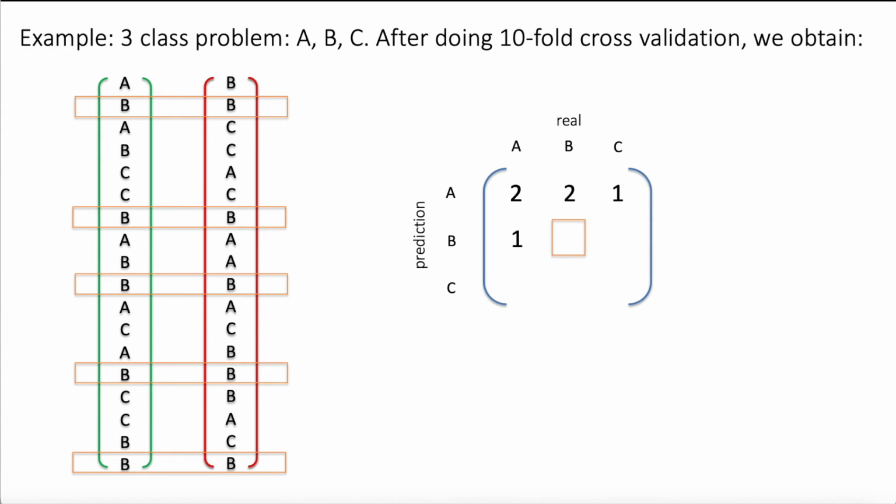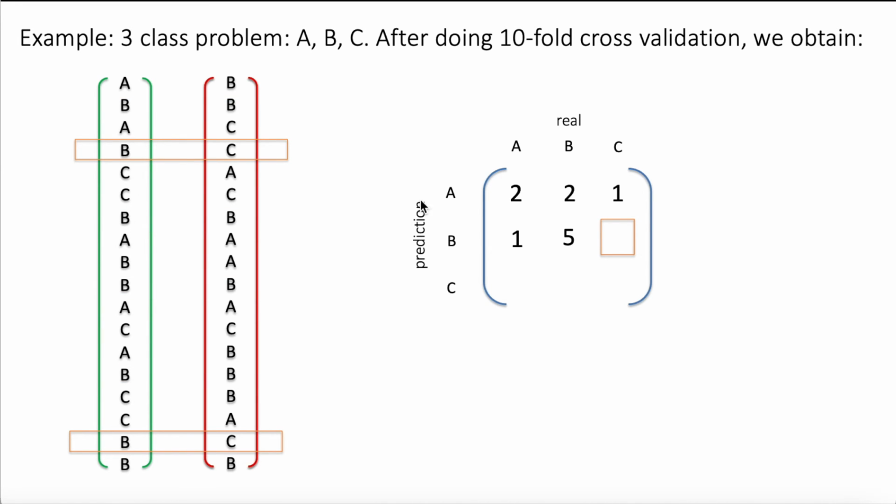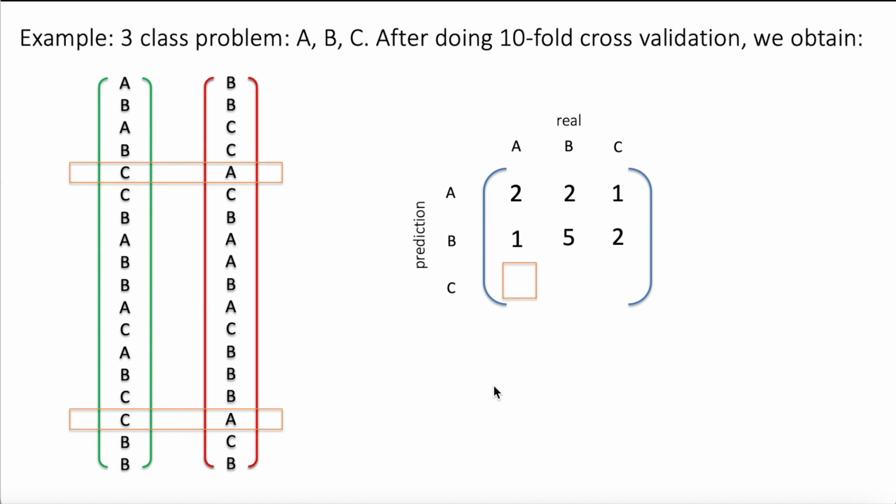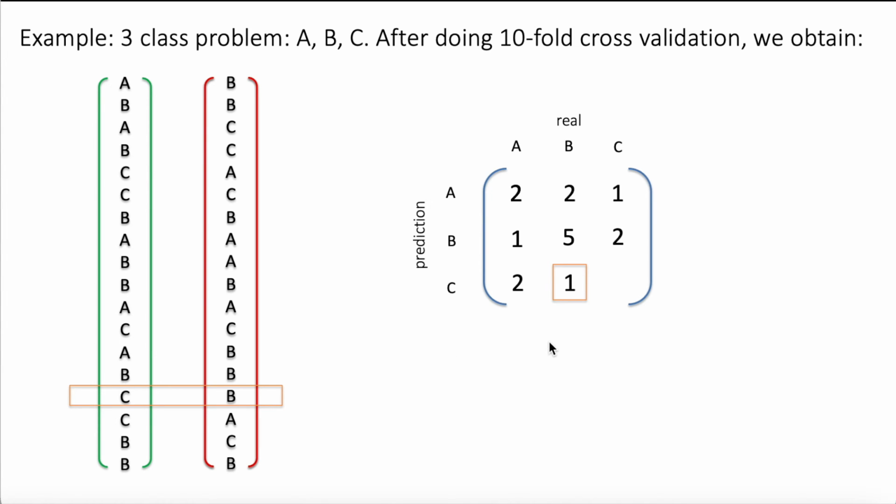Here is when the model predicts B and the actual class is B. So here the model did right, and those are 5 cases here, as you can see. Then when the model predicts B and the real class is C, is BC, and BC is 2. And then when the model predicts C, but the real class was A, is 2 cases. Now when the model predicts C, but the real class was B, 1 case. And finally, when the model predicts C and the actual class is C, 2 cases.